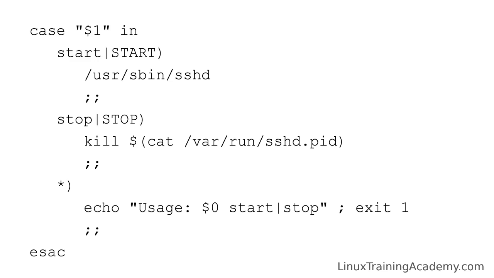This is yet another slightly modified version of the same case statement. This time you might notice that a pipe was used. You can use the pipe as an or. So if $1 is equal to start in all lowercase or START in all uppercase, the sshd command is executed. We did the same thing with stop. And, like the previous example, the wildcard will act as a catch-all and match anything else.